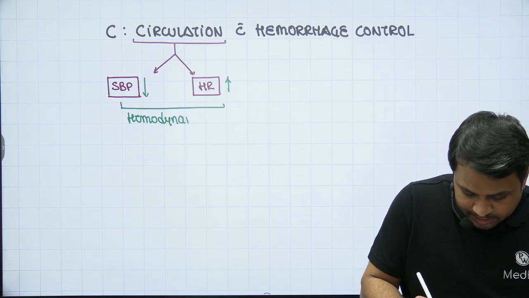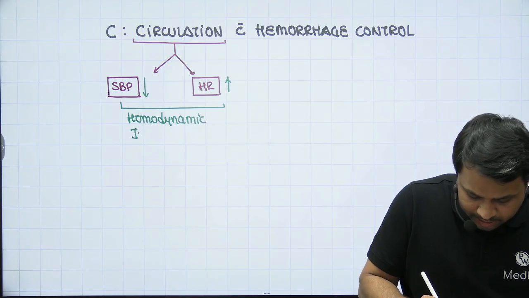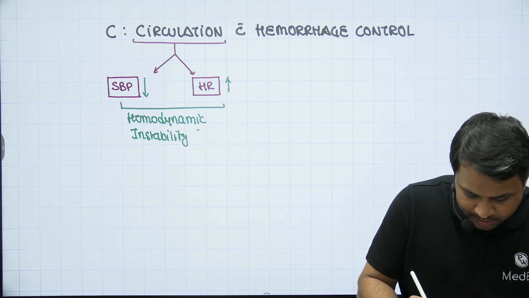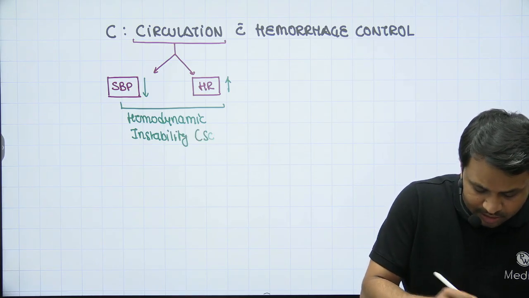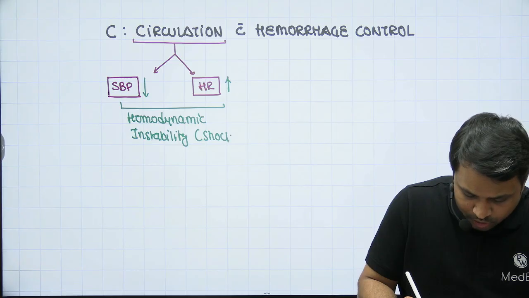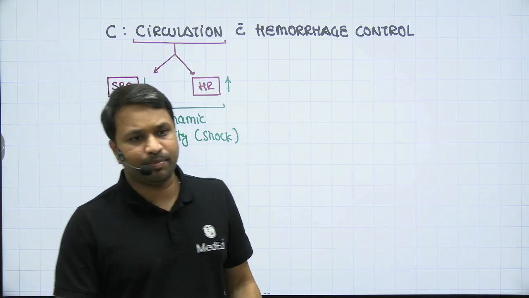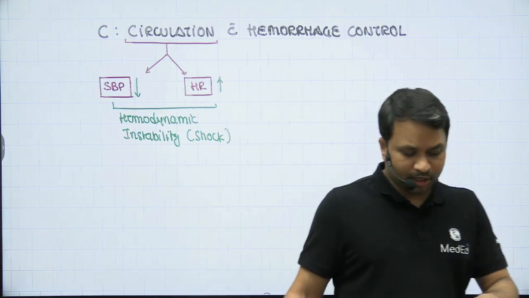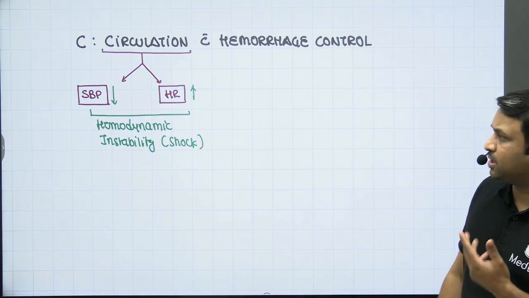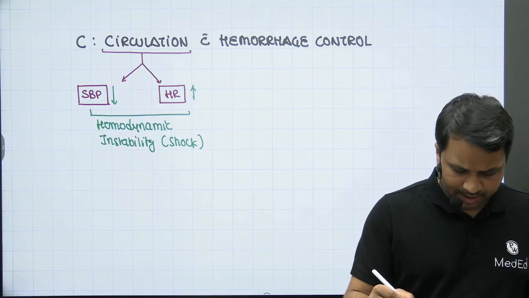this indicates hemodynamic instability. And in simple words, for this hemodynamic instability we use a fancy word which is called shock. Right. So whenever the systolic blood pressure drops and the heart rate picks up, we say the patient is hemodynamically unstable, or there's instability present, which is basically determined as shock.